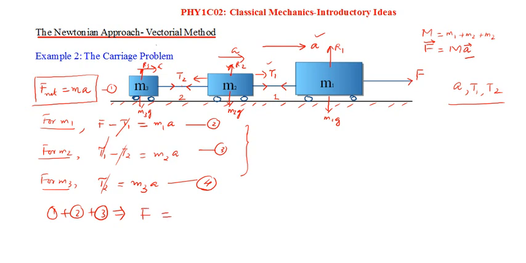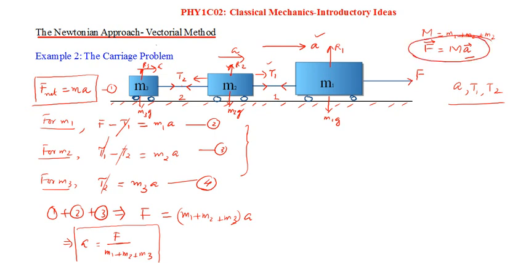So F on the left side is equal to, on the right side, A is common there. So it is M1 plus M2 plus M3, and it's quite interesting, into A. So it gives you acceleration A is equal to simply F divided by M1 plus M2 plus M3. And you can logically confirm that this equation is correct, because this is nothing but, by considering M1 plus M2 plus M3 as a single object.